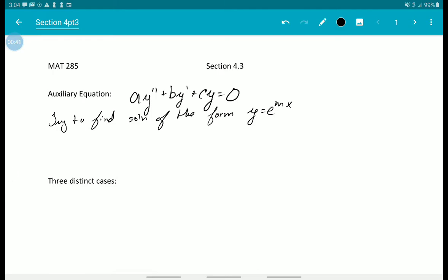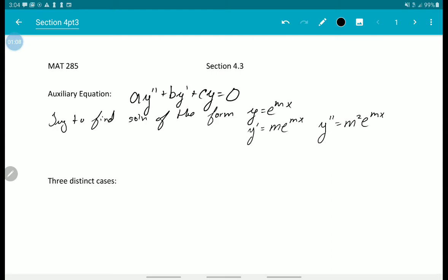So if we were to think about that being a possible solution for this second order differential equation, then let's just do some fancy math here. Let's do some substitution. So if we were to take that first derivative, we would get me to the mx. And then if we were to take the second derivative, we're going to get m squared e to the mx.